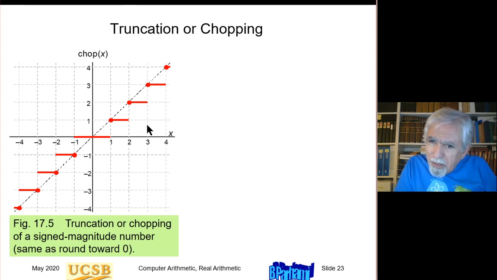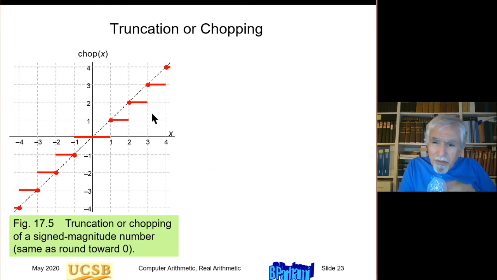So these red lines represent the value of the function chop of x as a function of x. And these heavy dots basically resolve the ambiguity, because on this vertical line there's a point here and there's a point here. That heavy dot says we take this value. So if the value is 1, we chop it to 1. If it's just below 1, we chop it to 0.